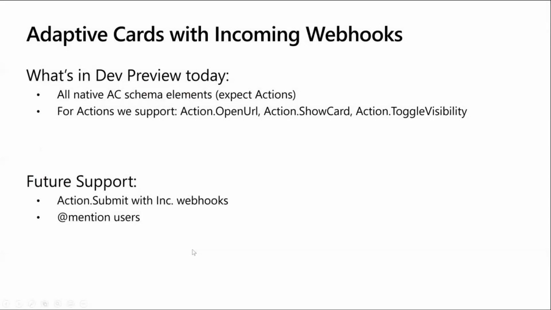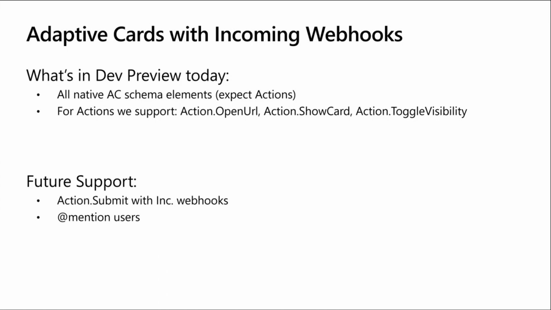So what is in dev preview today and what's supported? All native adaptive card schema elements except actions will work. Within action support, we will support action.openURL, action.showCard, and action.toggleVisibility. And as I mentioned, we'll share this as part of this community call's blog post, but we will be sending another few blog posts within a few weeks that detail all of this, what's supported, the documentation, and how to enable it.